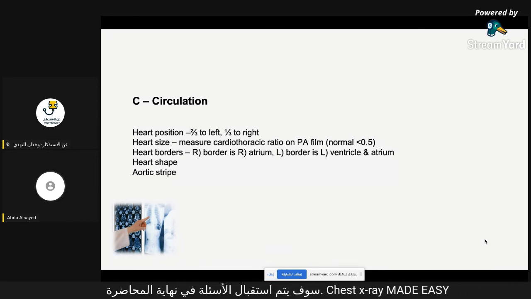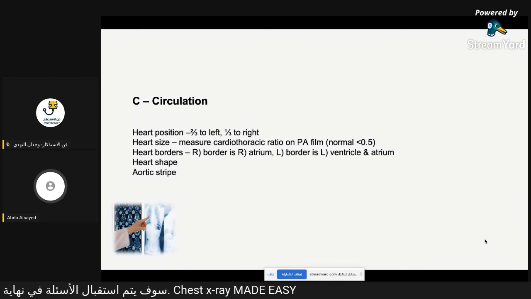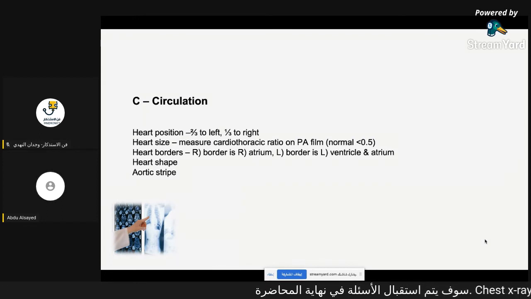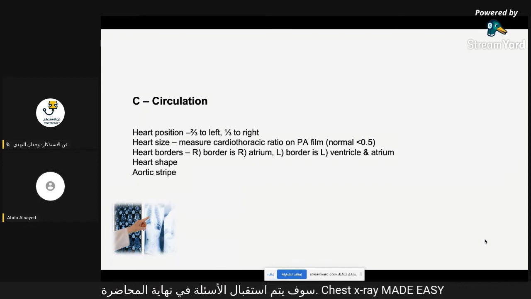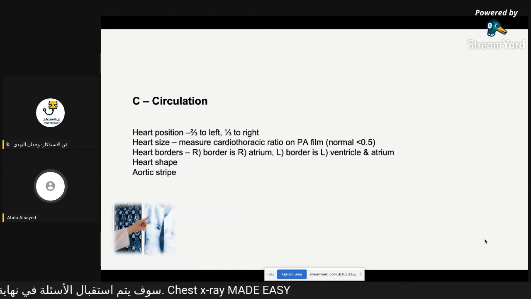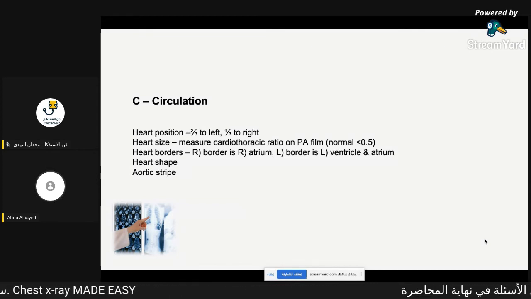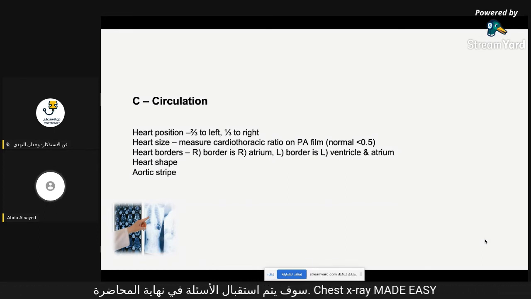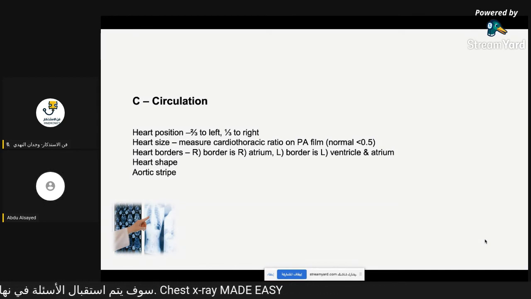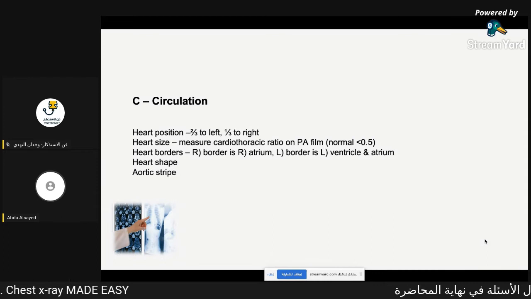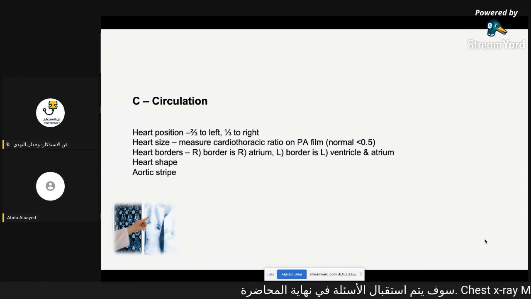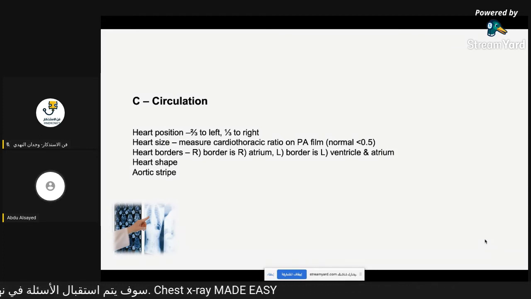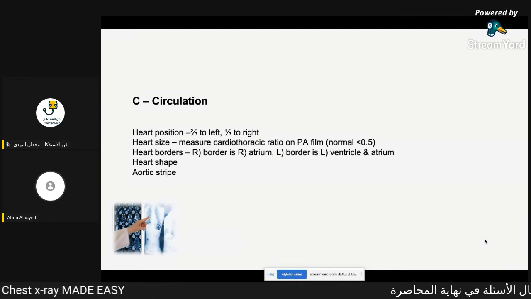The normal heart size should be measured from the cardiothoracic ratio. The normal is below 0.5, or half of the chest. The cardiac size should be at least less than half of the thoracic diameter. The heart border, we should comment on it. It should be well demarcated. The heart shape and the aortic stripe area, or what we call the aortic knob.